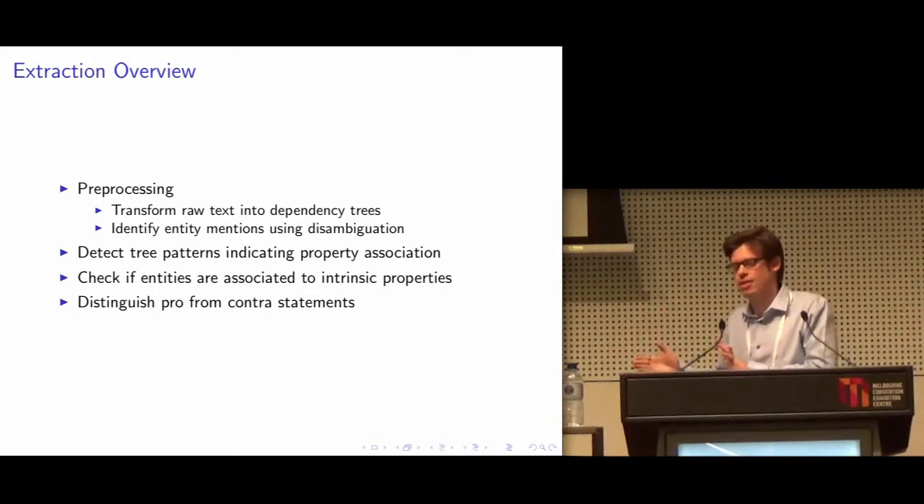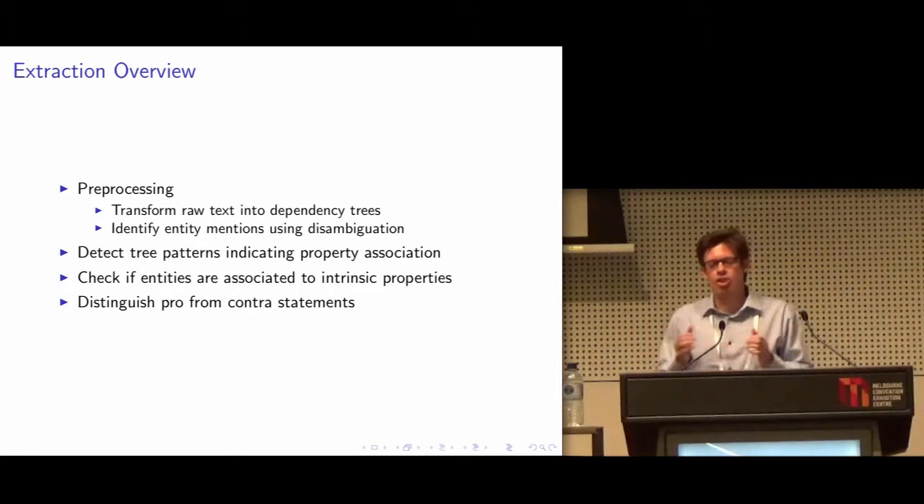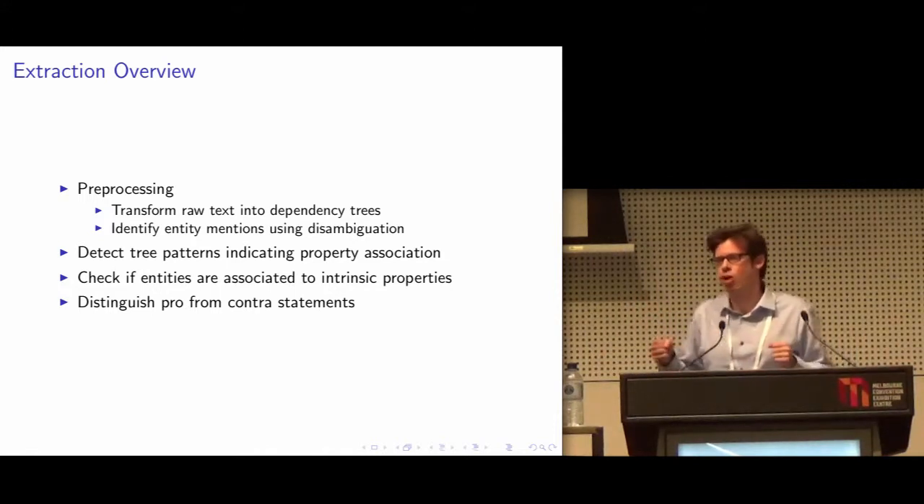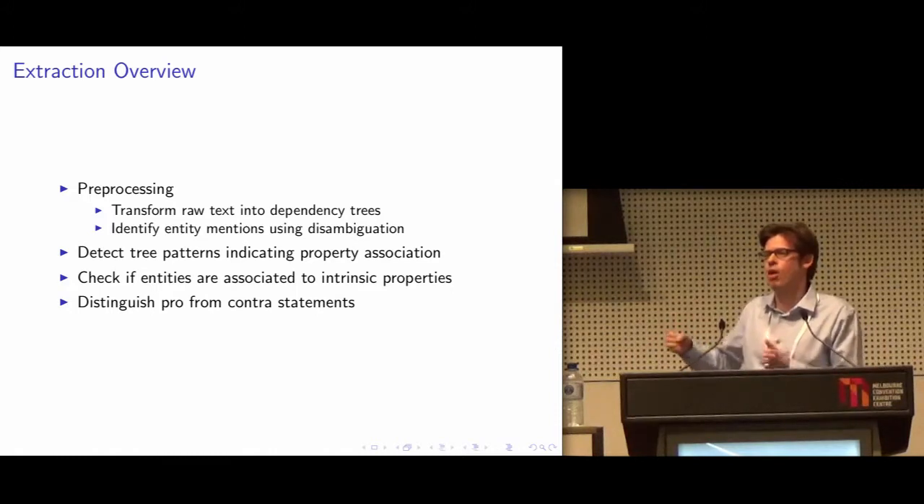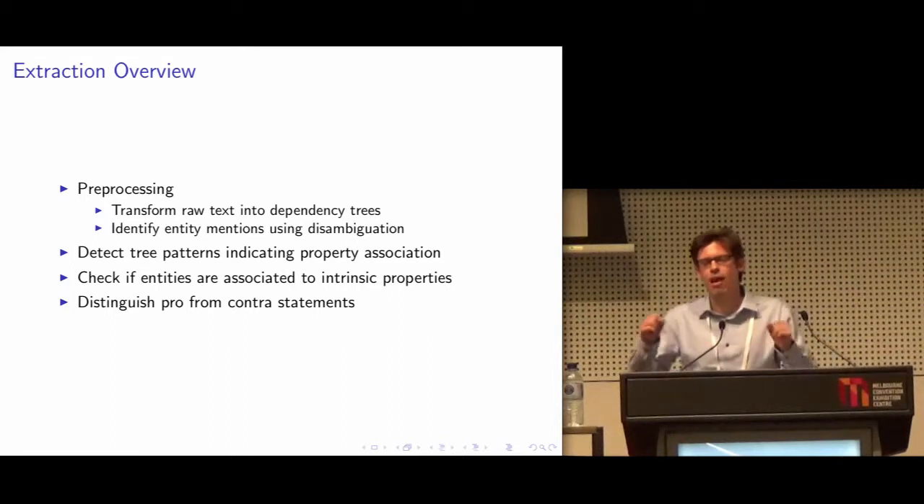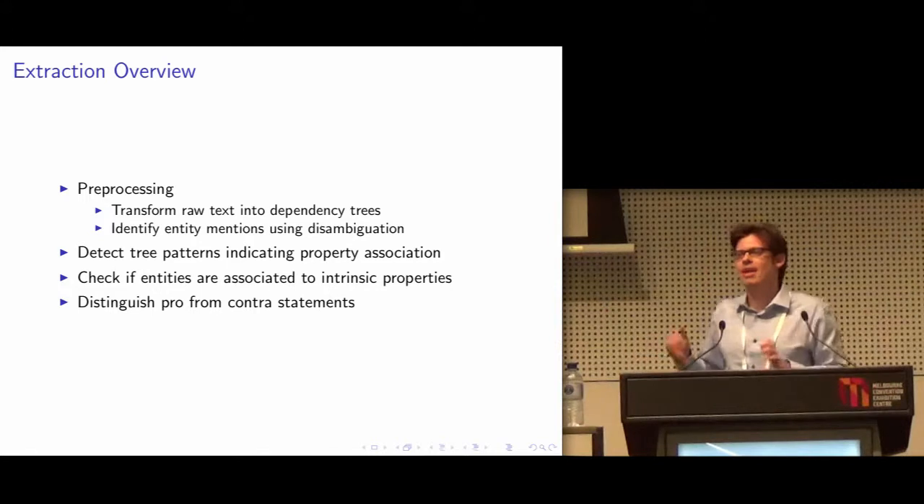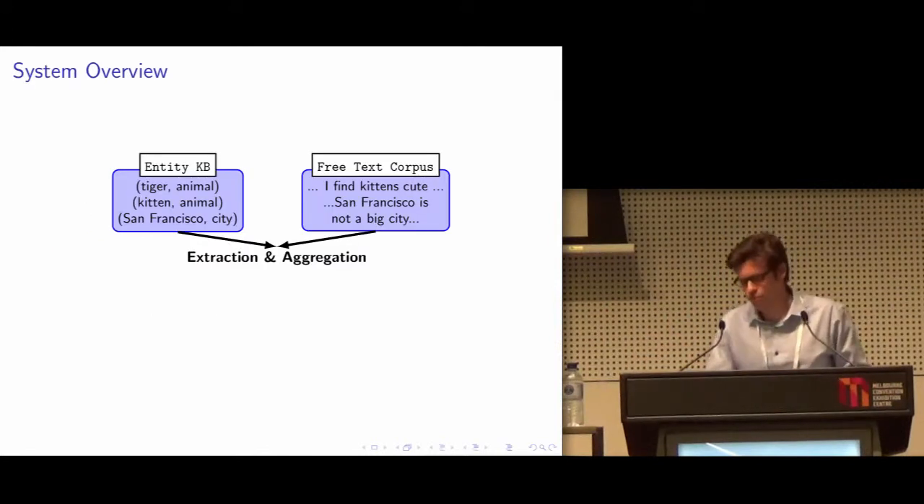Then in the first step, we detect patterns in the dependency tree that hint at statements which associate a property to an entity. Then we check whether those statements associate the entity to an intrinsic property. For instance, if someone writes, "Melbourne is not big compared to New York," then he's talking about Melbourne in a very specific context, and this is less interesting for our application scenario. So we want to filter out those non-intrinsic statements. And in the final step, we distinguish pro statements claiming that the property applies to an entity from contra statements claiming that the property does not apply to the entity.